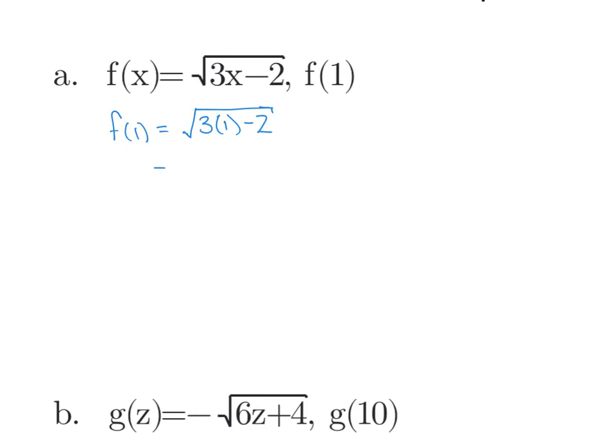Now if we simplify this, we're going to use order of operations, so I'm going to simplify inside. We get 3 times 1 is 3. 3 minus 2 is 1. And the square root of 1 is 1. So f of 1 equals 1.